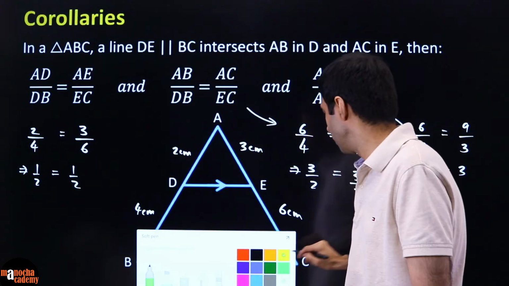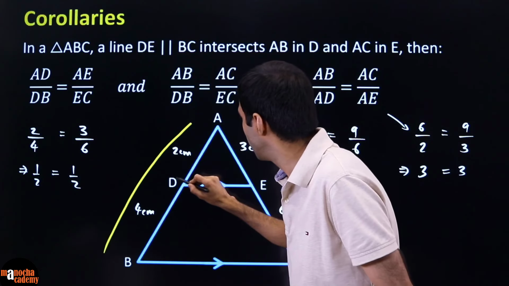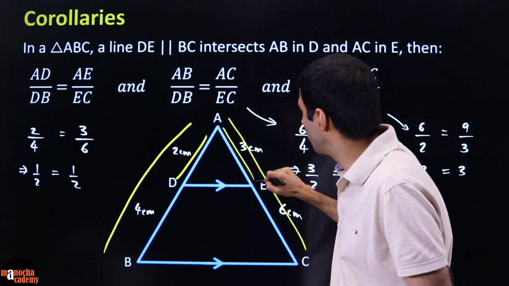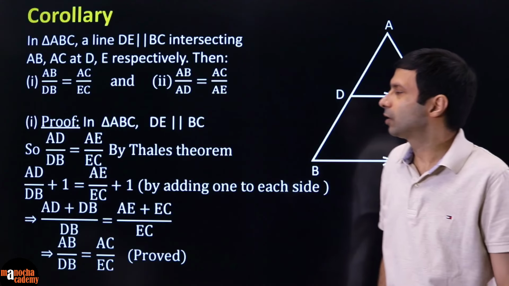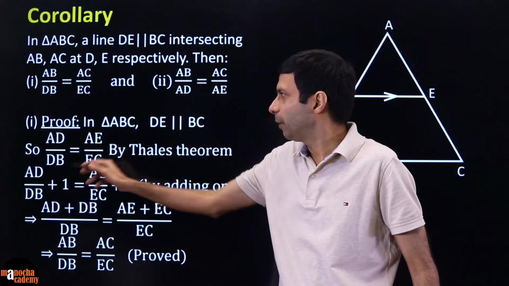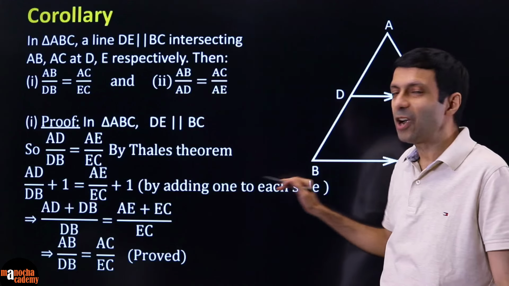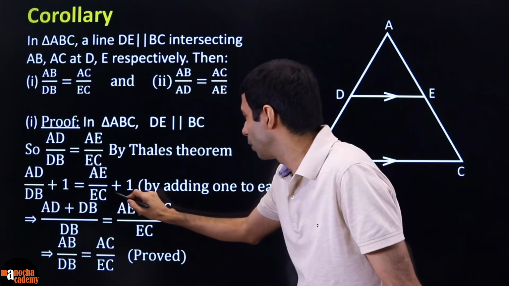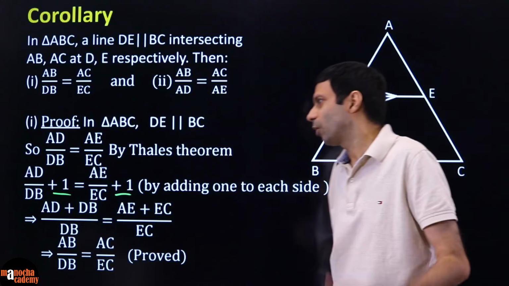So here remember, you can remember this with this diagram, that if you take this entire length divided by just this part and this entire length divided by just the top part, they are going to be in the same ratio. So how do you prove this corollary? It's very easy, because by Thales theorem we know AD by DB is equal to AE by EC. Now the trick is, you add 1 to each side. So the trick of proving the corollary is adding 1 to the left and right hand side. When you do that, what happens?